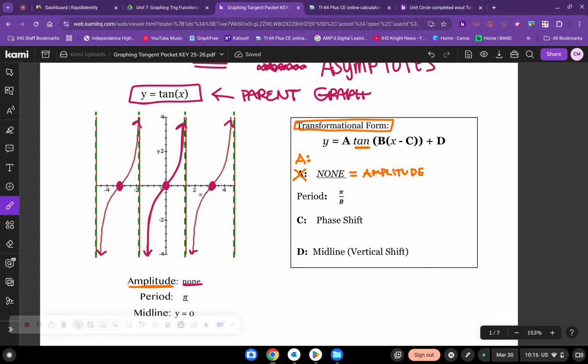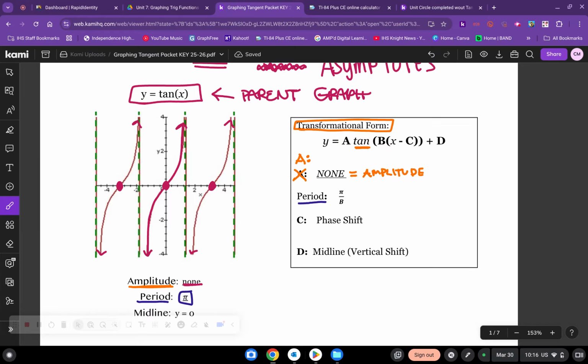And since I do not have a max or a min with tangent functions, I do not have an amplitude. The period is also different than what we've seen in sine and cosine graphs. The standard period for the parent graph is pi units, because every pi units, I have a new asymptote.